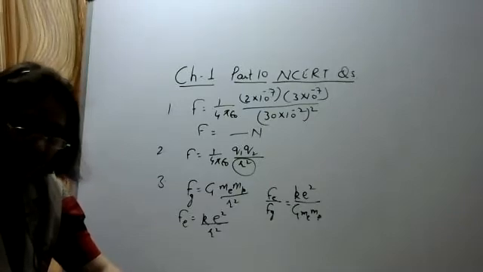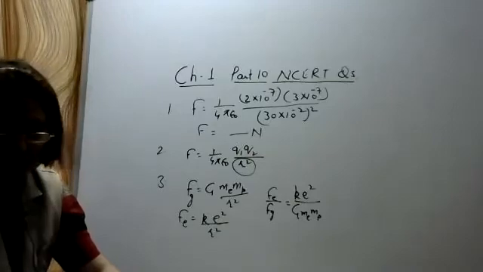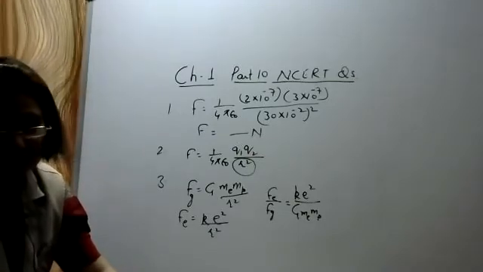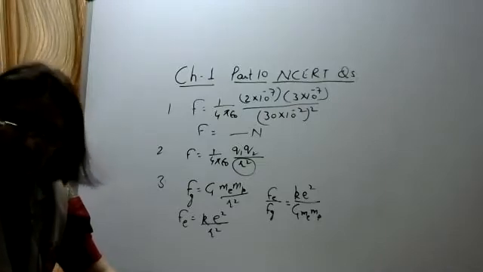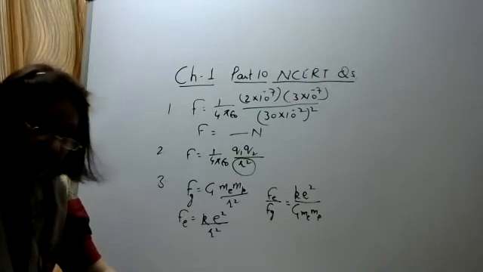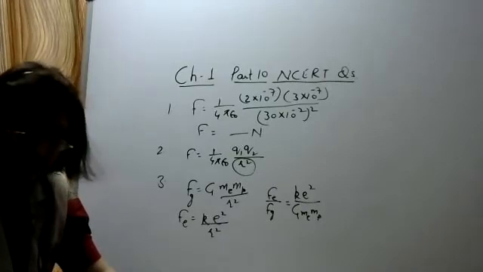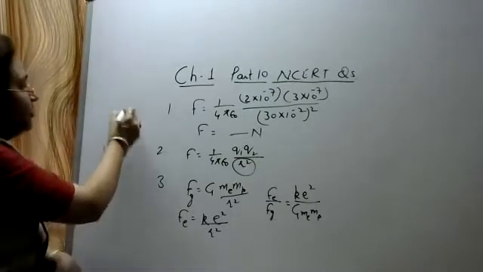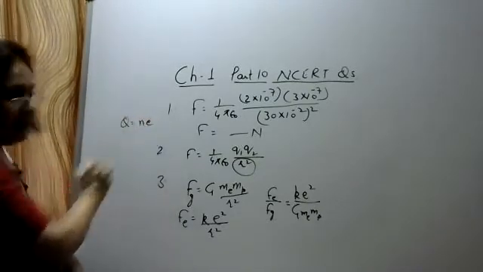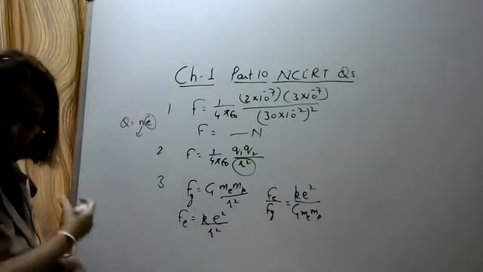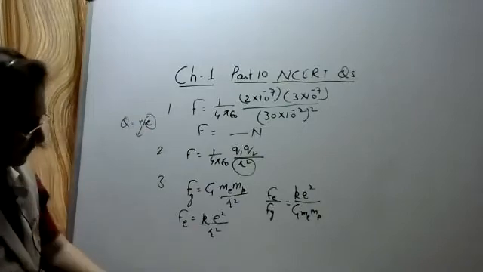We know that Q is equal to n into e. n is very large, e is very small. So it behaves as if it is a continuous charge. A large amount of charge is flowing continuously, so it appears as if the charge is flowing continuously when n is very large, that is, at the macroscopic level.